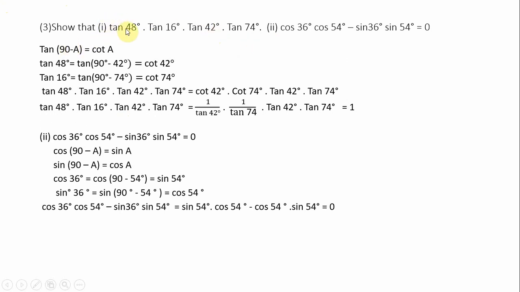So first one, tan 48, it is related with the tan. I hope all of you understood it is related with the tan. So what is the tan formula? Tan 90 minus A is equal to cot A, that is your tan formula. So tan 48 degrees is given to you, first one. Tan 48 degrees can be written as tan 90 minus, what should be subtracted? 42 degrees. So tan 90 minus theta becomes what? Cot theta. So this is equal to cot 42 degrees. Understand?